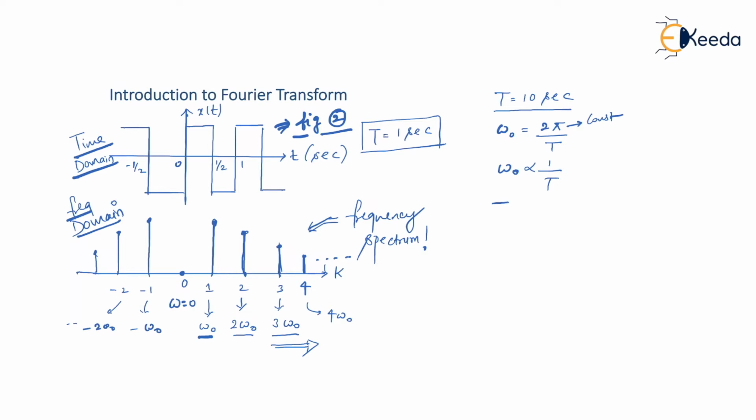It means that initially when T was 1 second, now it is made 10 seconds. Can I say that the value of T is increased? An increase in the value of T further reduces omega naught. Now see what is going to happen in the frequency spectrum. That is our topic of discussion.